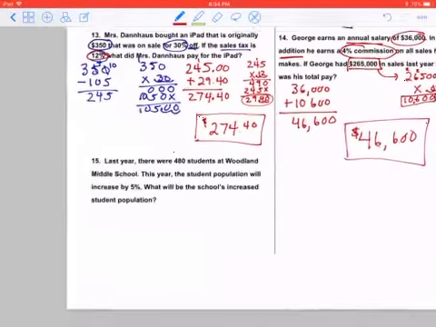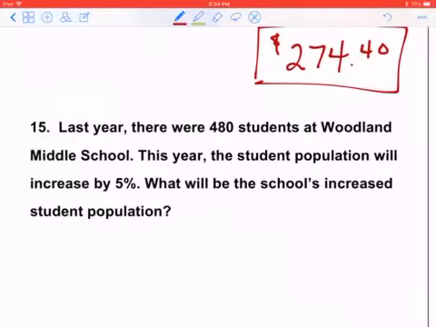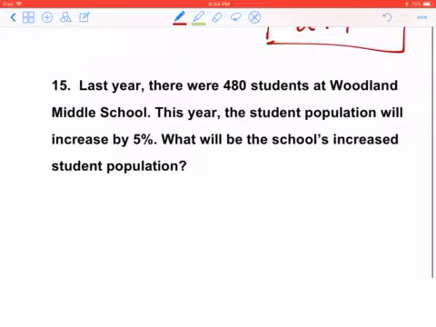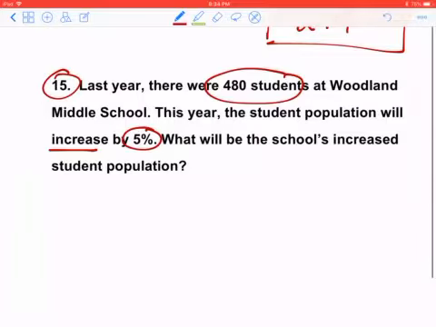Remember, the commission is what you earn, so you find it, and if they want to know how much he makes in total, then you add it back in. The last one, number 15. Last year, there were 480 students at Woodland Middle School. This year, the student population would increase by 5%. So we're thinking that we're adding because it says increase. What would be the school's increased population?